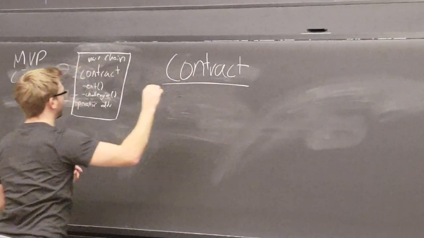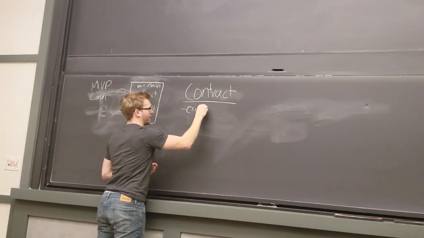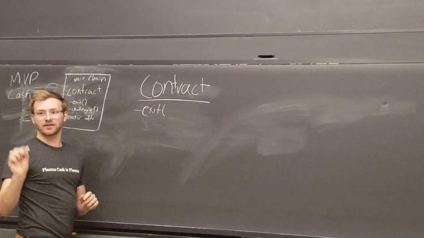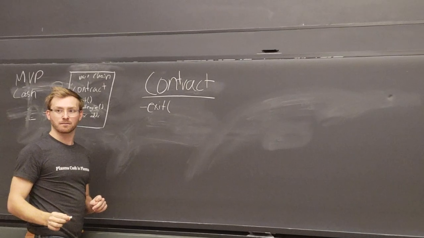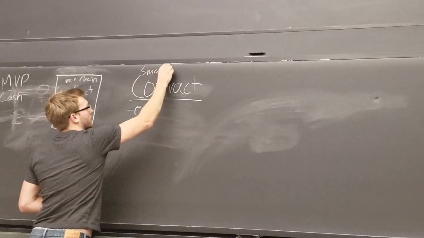Okay, so you have a few things in the contract. One is an exit function. Okay, anyone, maybe what I'll add here is what you call an exit on. Can you first define what you mean when you say contract? Because that encompasses an incredibly wide range of things.